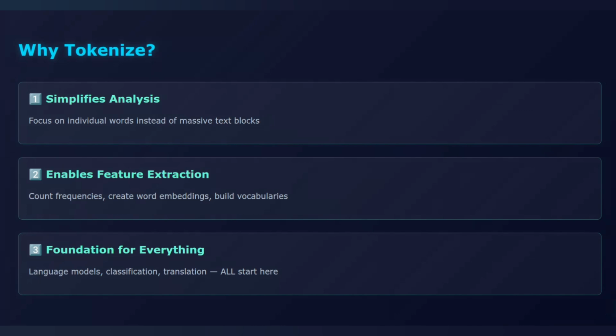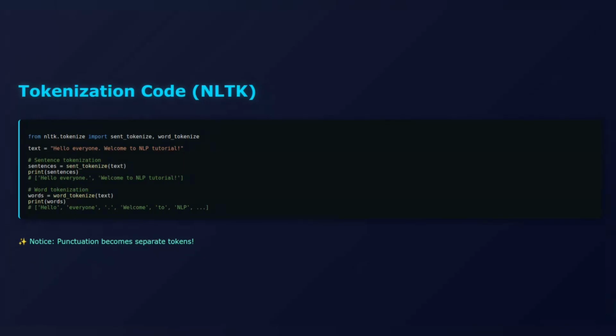All right, let's see this in action with Python code. We'll use NLTK, the Natural Language Toolkit, one of the most popular Python libraries for NLP. First, let's import our tools. Notice how sentence tokenization properly handles abbreviations like "Dr." and question marks. And word tokenization? It even separates punctuation marks as individual tokens. That exclamation mark becomes its own token.